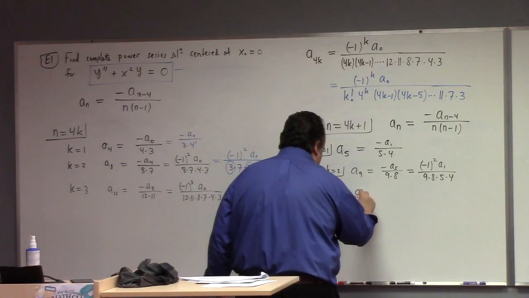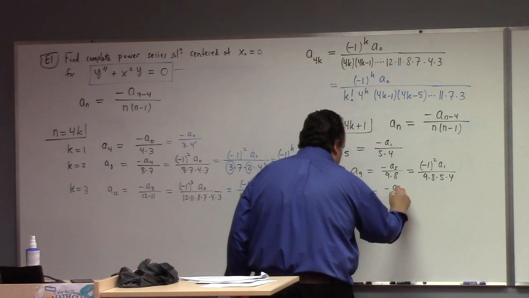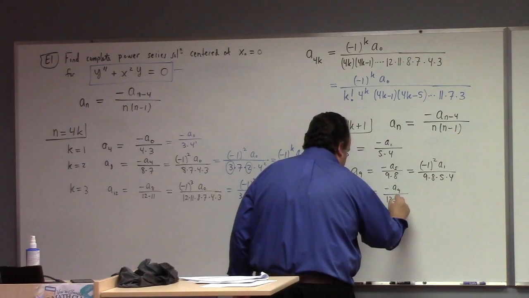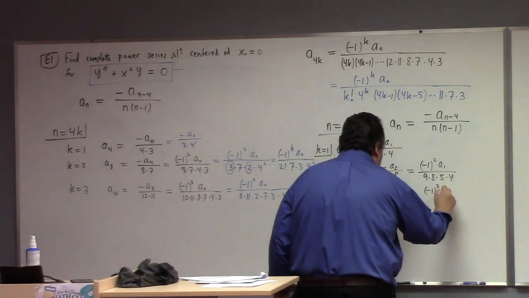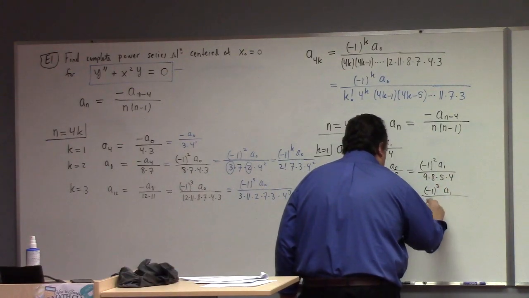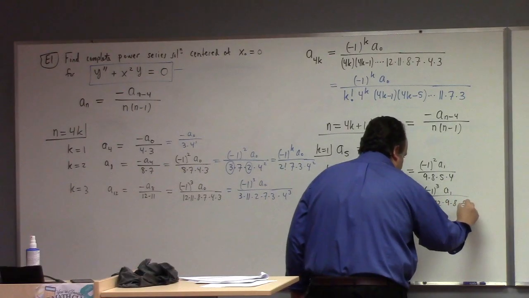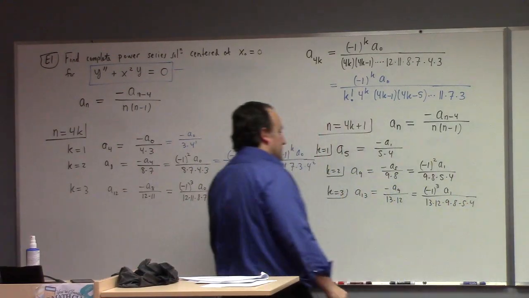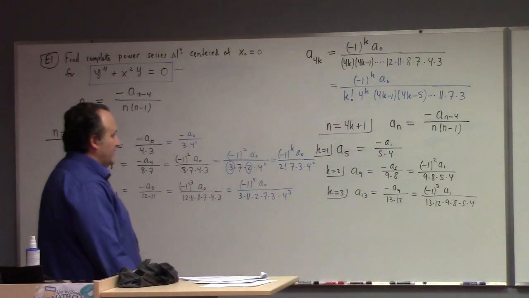K equals 3. We've got a sub, let's see, 9 plus 4 is 13. That's minus a sub 9 divided by 13 times 12, which of course gives us minus 1 cubed a sub 1 divided by 13 times 12 times 9 times 8 times 5 times 4. All right, I hope you can see where we're going with this.